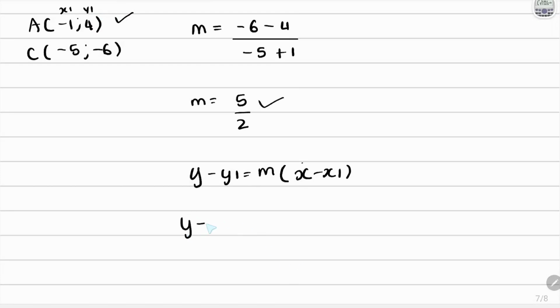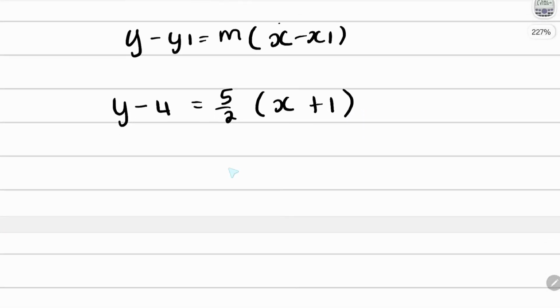So y minus y1, and our y1 is 4, and is equal to 5 over 2 multiplied by x minus your x1, which is -1. So if you multiply, of course, that becomes a +1. Then just simplify. So I start here, 5 over 2x. When you multiply that, that becomes a +5 over 2. And then your -4 comes over and becomes a +4. Then we can leave the y here.